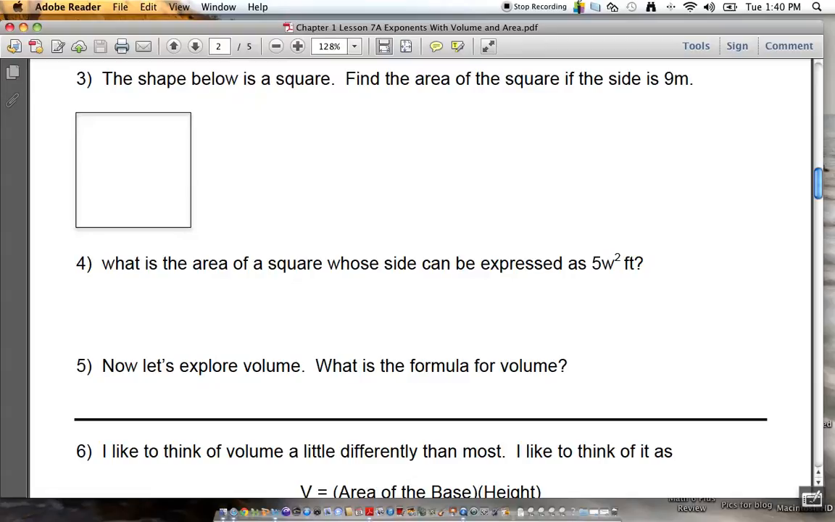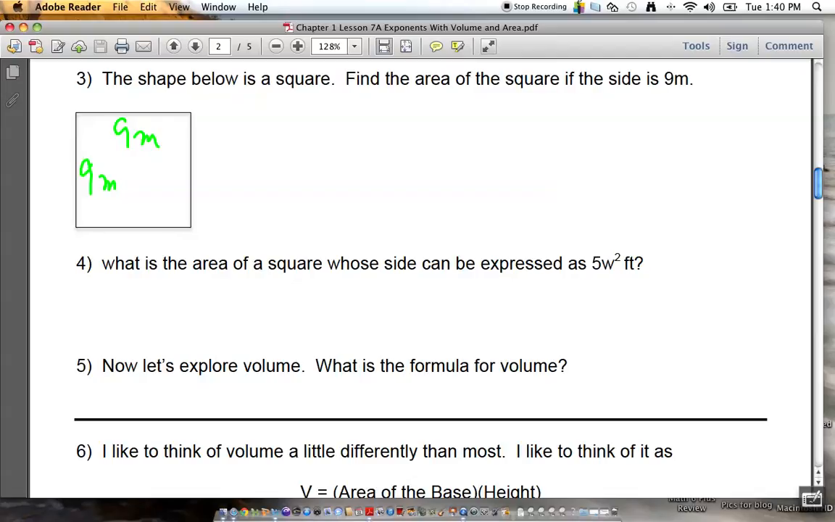Okay, so once again, what shape is this, everybody? Rach, you with me here today? Good. What shape is this, Rach? Square? Excellent. And it says the side is 9m. Now, I don't really care if you look at this as 9m or 9 meters. You do it the same either way. How do I find area?